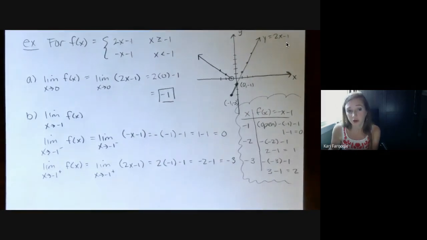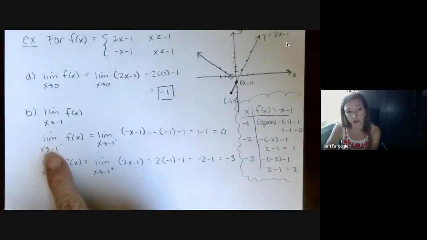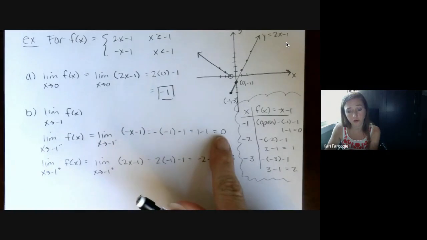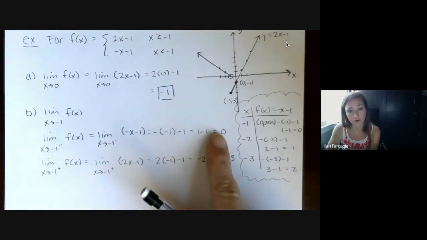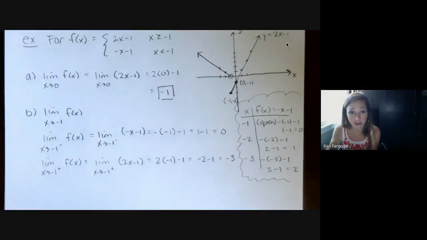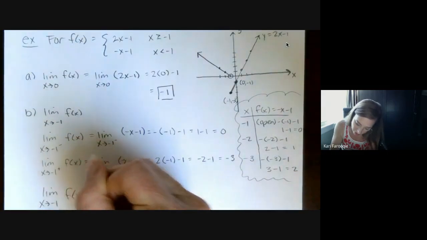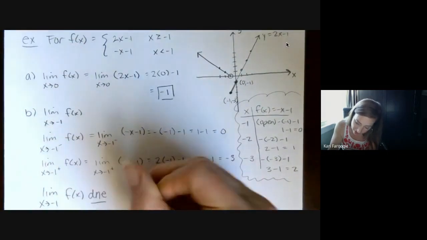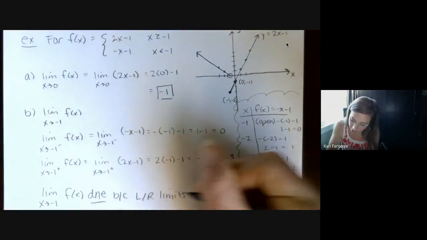The big takeaway from this is that when we took the limit as we approach negative 1 from the left, we got a different value than when we approach negative 1 from the right. And you know that if your left and right limits don't agree, then the limit of the function does not exist at whatever point you're looking at. So we would have to say that the limit as x approaches negative 1 of f of x does not exist because the left and the right limits do not agree.